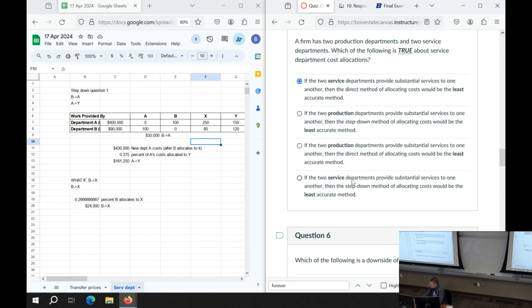If the two service departments provide substantial services to one another, then the step-down method of allocating costs will be the least accurate method. That also is untrue, but not because we don't have interdependency with that first clause in the sentence. It's the second clause. No, the step-down method is more accurate than the direct method if we have interdependency, because it is at least accounting for some of the interdependency by allowing you to allocate to down-step service departments. All right, so that one stays the true answer there.